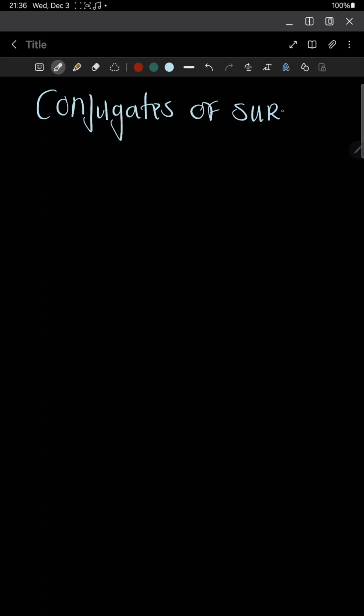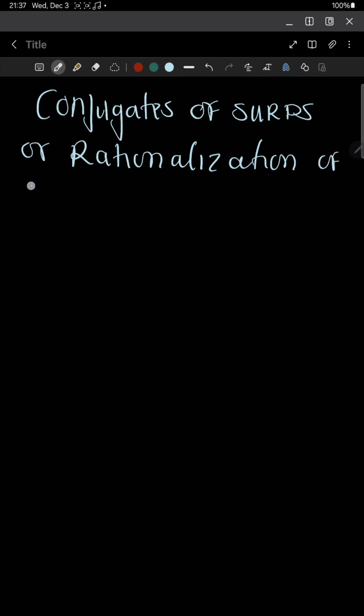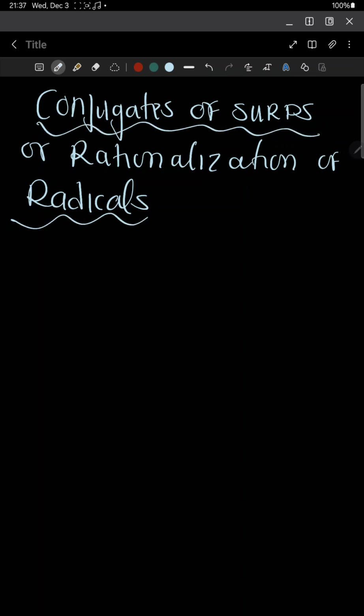So today we'll discuss conjugates of surds, which can also be called rationalization of radicals. So if we say rationalization or conjugate, it is a process of finding or changing the denominator.